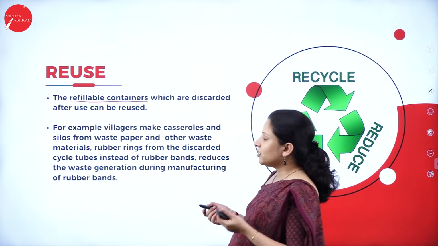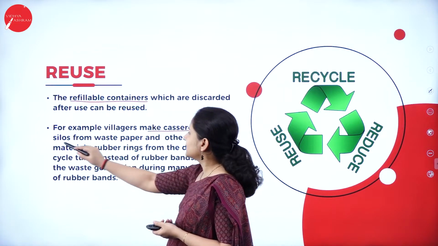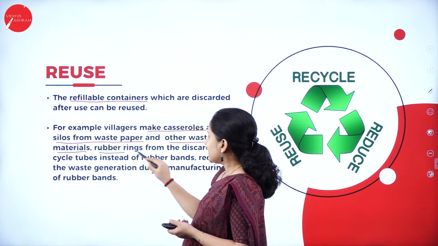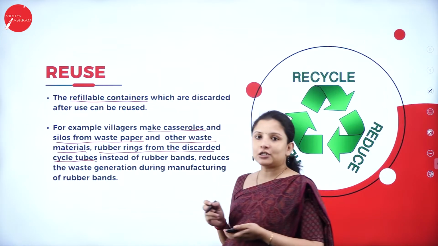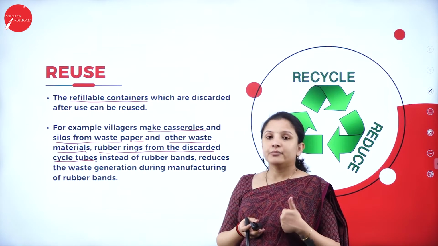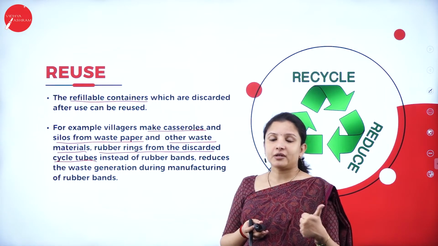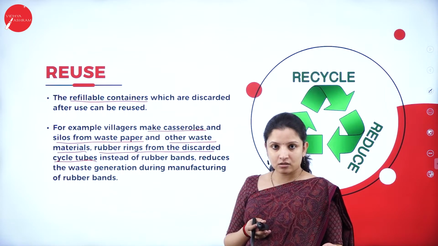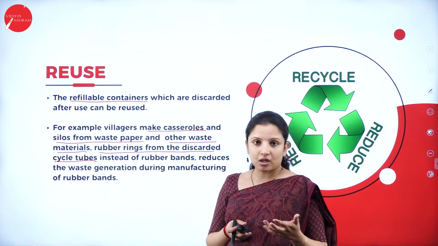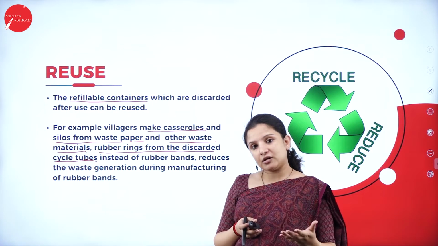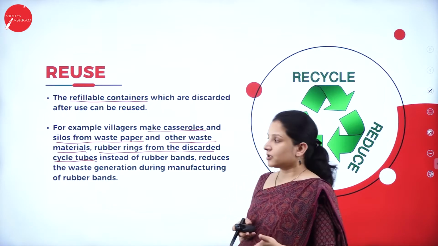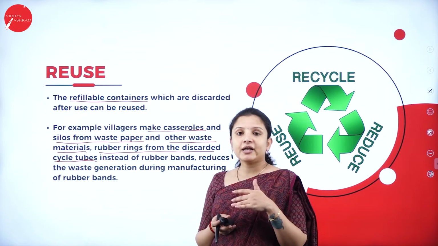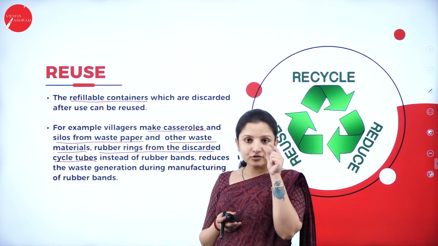For example, villagers can make casseroles and silos from waste paper and other waste materials, and rubber rings from discarded cycle tubes. Cycle tubes we cannot burn, because if we burn them, they will release a lot of toxic, poisonous chemicals into the air, causing air pollution. We cannot bury them because they take a lot of time to decompose, and they also release a lot of chemicals into the soil, which is not good for the good microbes there. So what can be done? Here the cycle tube can be made into small rubber rings, like how we use rubber bands, right?